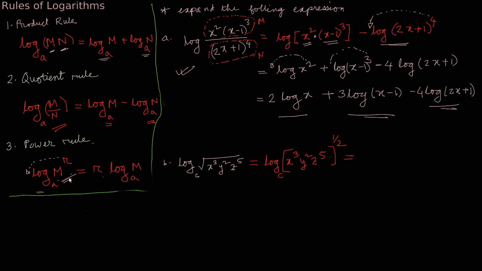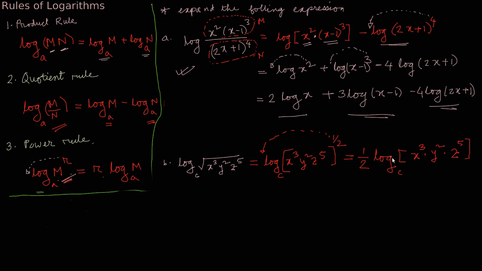Now by the power rule, if I have m power r, then r goes at the front. I have power half, so that half is going to come to the front. So I'm going to write half outside my logarithm, and then logarithm of x cube multiplied by y square multiplied by z power 5, and base is c, right? So we are done with this step.